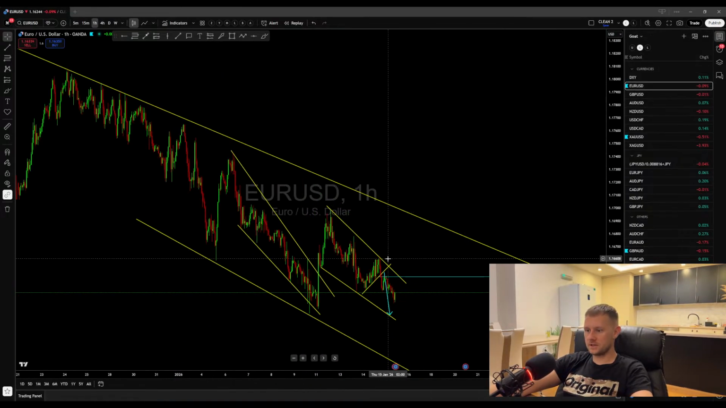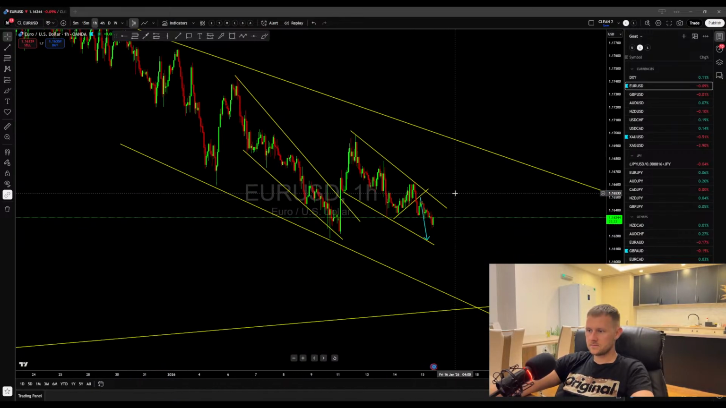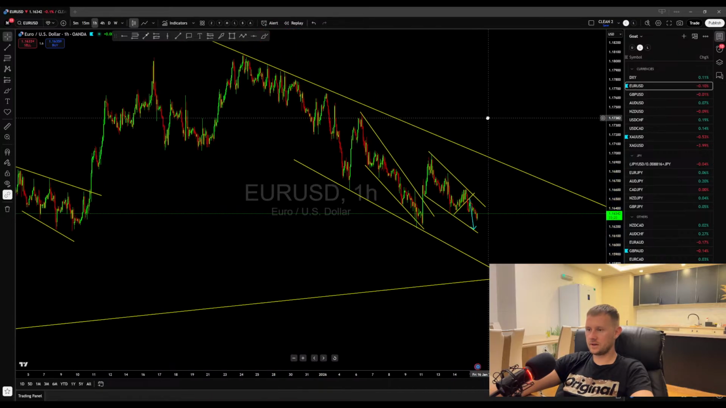Euro dollar, based on that, there was a nice sell setup as well. If you took this trade, hold it. I even believe that this can go all the way back to this trend line. So a much longer move can appear over there.